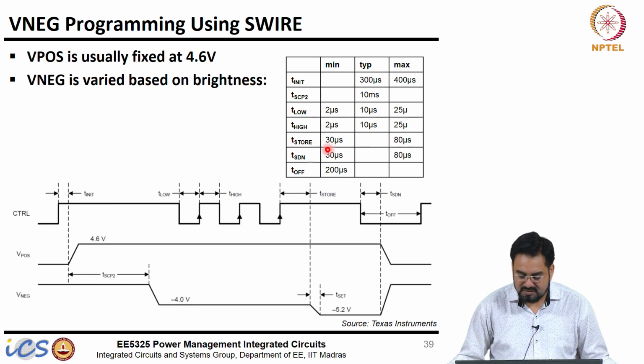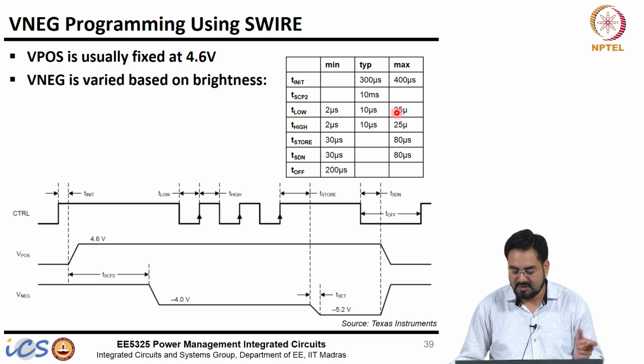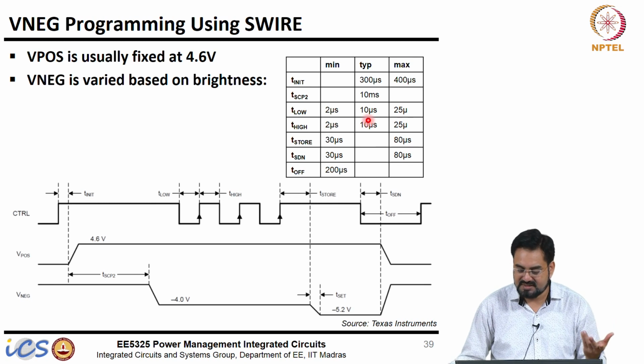And then T store. So, what happens once you send the pulses? Let us say I send this 10 microsecond on and 10 microsecond off pulse. In order to get the first pulse, you have to first pull it down and then wait for the minimum pulse width required, 2 to 25 microsecond, any. So, let us say I fixed it at 10 microsecond. You keep it low for 10 microsecond and then keep it high. So, this will be treated as the first stage of the programming.